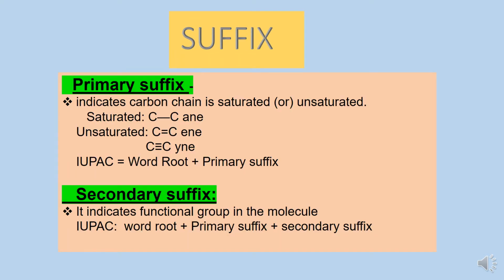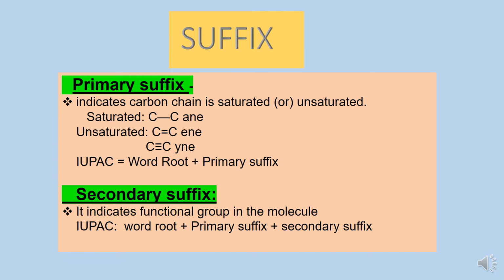Suffix is a small group of letters which is used to indicate further parts of the name. It is of two types. Primary suffix indicates the carbon chain saturation. If all carbon atoms are bonded with single bonds, then the primary suffix used is ane. But if a double bond or triple bond is present in the carbon chain, then the primary suffix used will be ene for a double bond and yne for a triple bond.